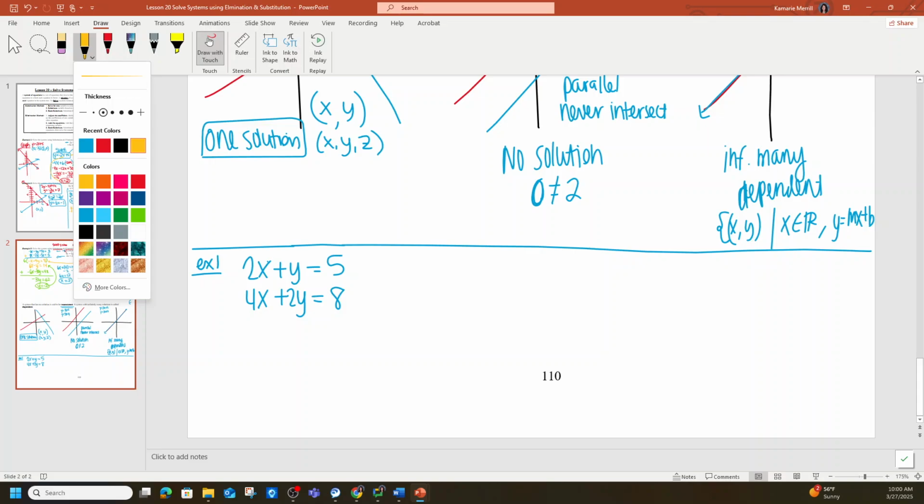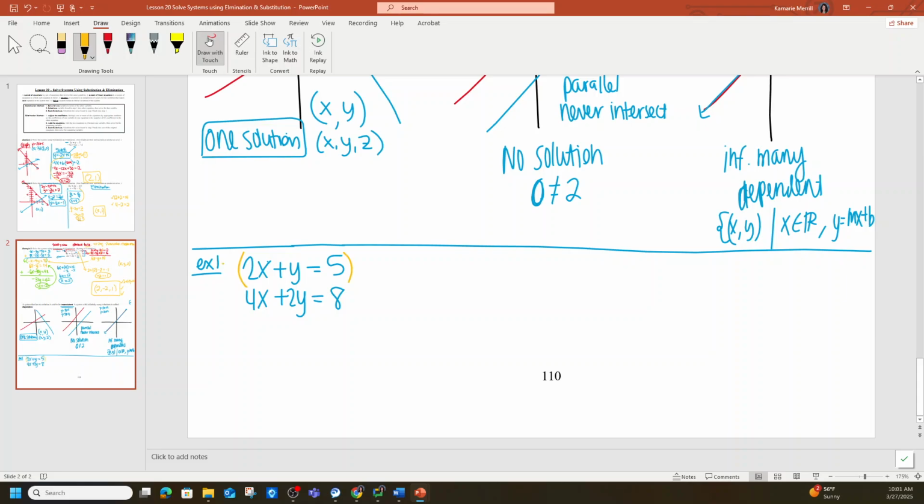All right, what variable do you guys want to eliminate? Yeah, let's do the y's. And so the easiest one that we all noticed is timesing the top by what? Good. A lot of us are seeing the same thing, but there isn't only one way. You guys can manipulate things a couple different ways. This turns into a negative 4x, minus 2y, and then a negative 10.